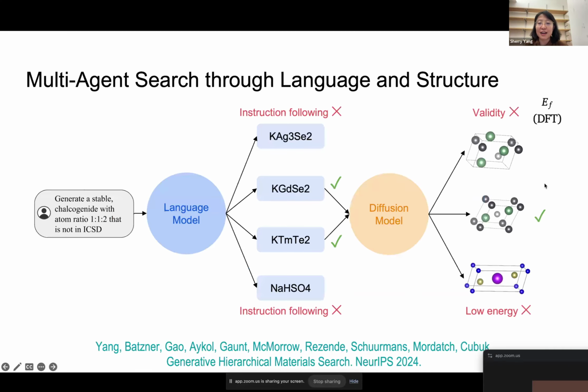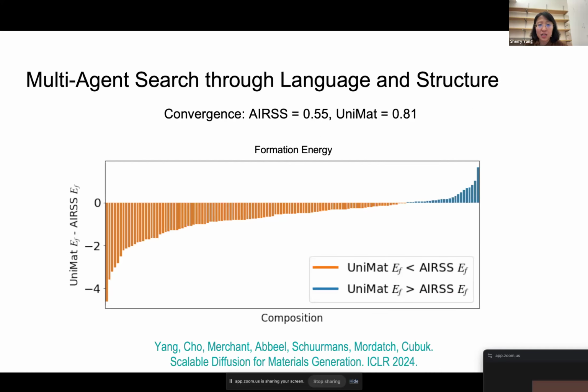So the thing is, after the diffusion model proposed the structures, we can further relax them using DFT, but we want the DFT to have a high convergence rate, right? So this is a comparison where AIRS is what people use traditionally in computational material science, and then UniMat is what we use to generate the structures using a diffusion model. We found that the convergence rate is much higher for a generative model, conditional on some novel formulas.